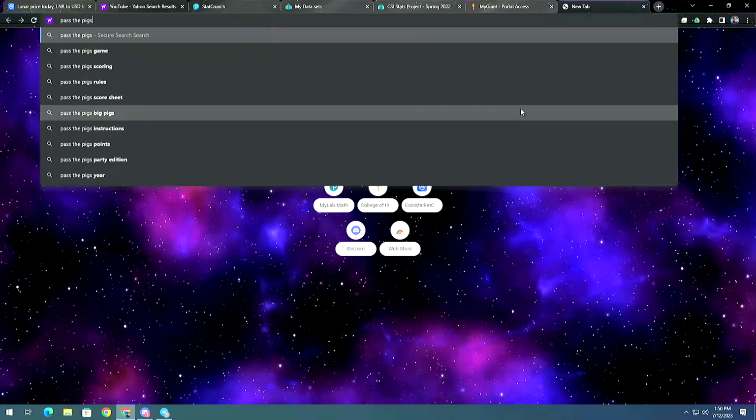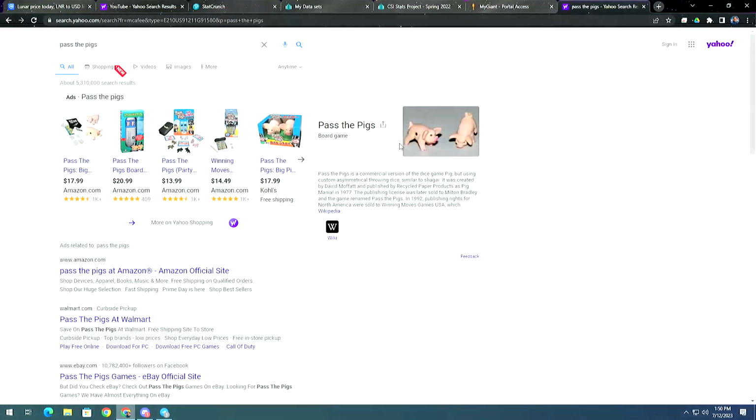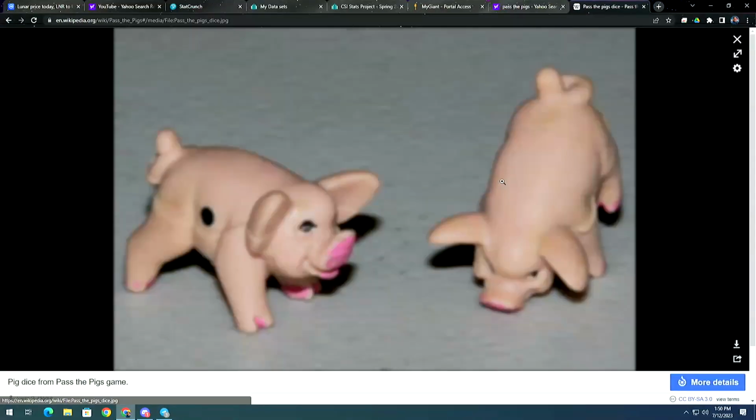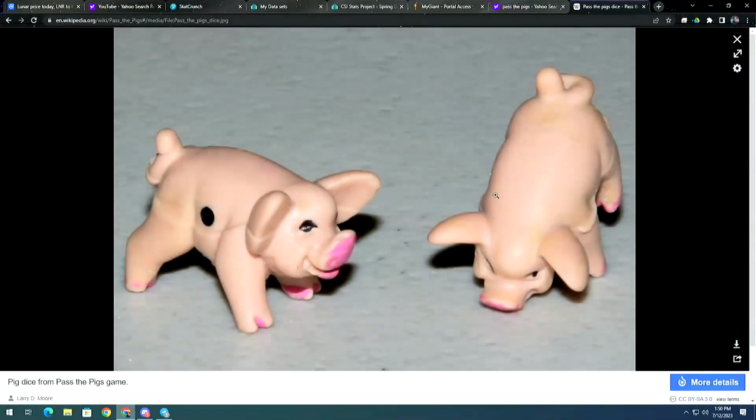Pass the pigs. Look at these cute little piggies. There's two of them. You get two piggies. And they are designed in such a way that you roll them like dice, and they can land 6 different ways. Notice one side of the piggy has a dot. The other side of the piggy that we see over here does not have a dot.